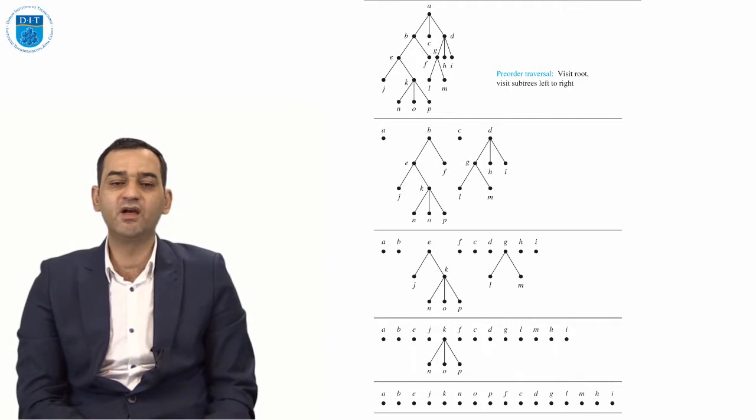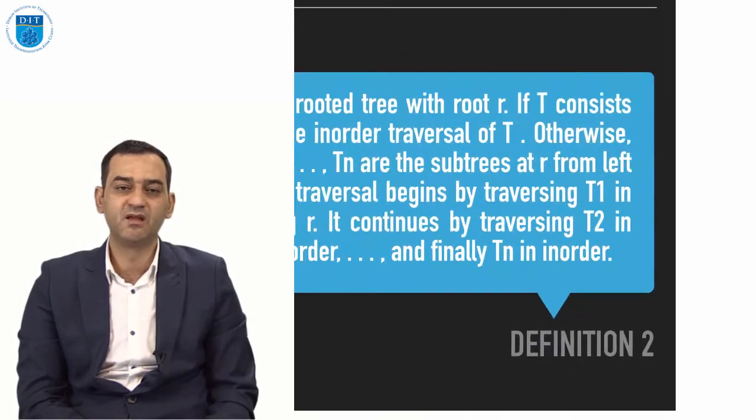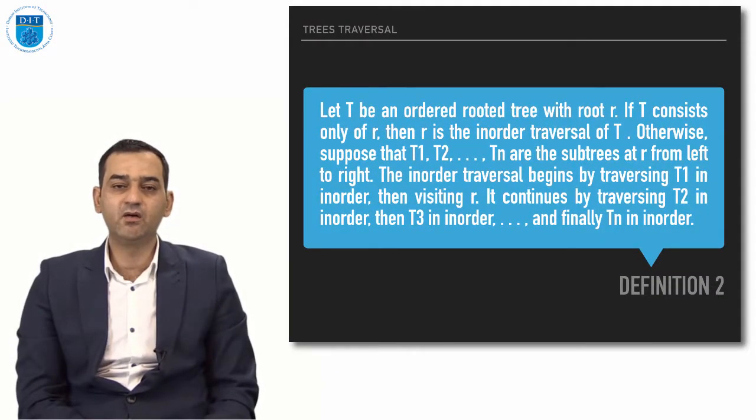We will now define in-order traversal. Let T be an ordered rooted tree with root r. If T consists only of r, then r is the in-order traversal of T. Otherwise, suppose that T1, T2, up to Tn are the subtrees at r from left to right.